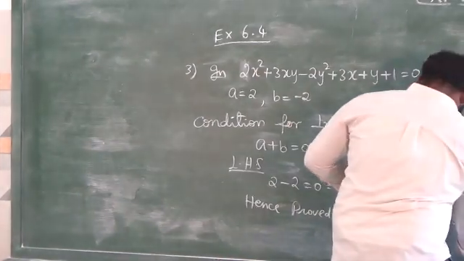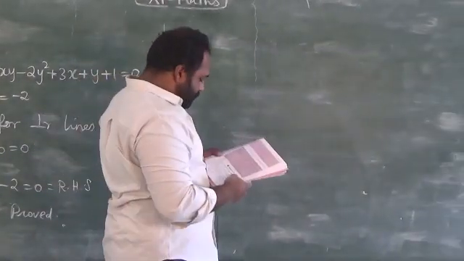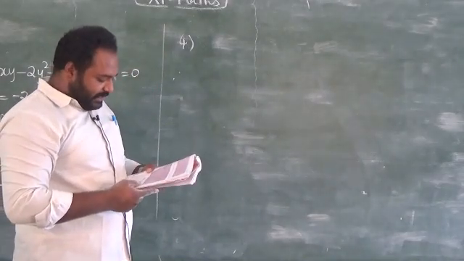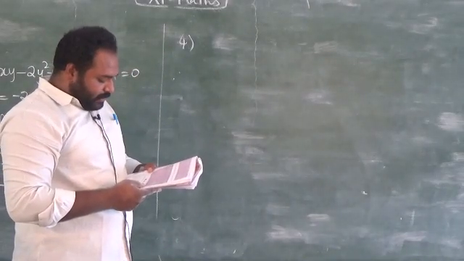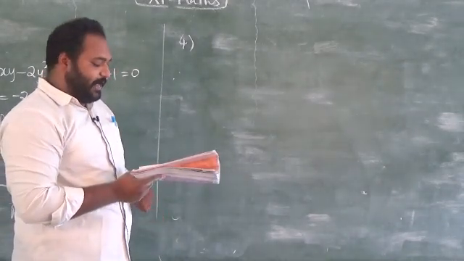Fourth question is, show that the equation represents a pair of intersecting lines, and then further the angle between them is tan inverse 5.